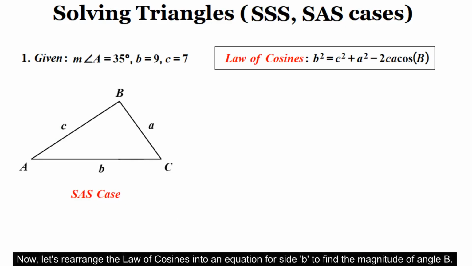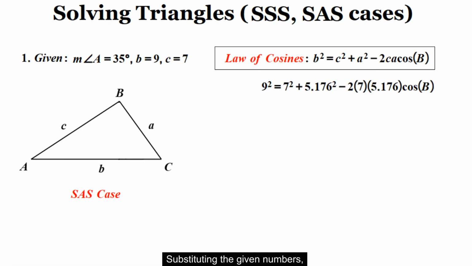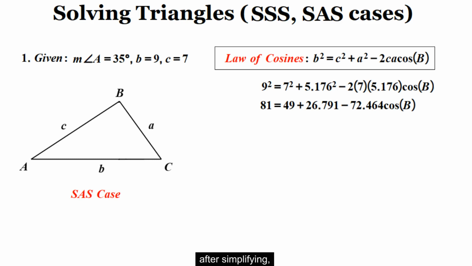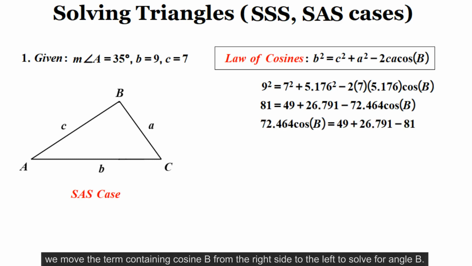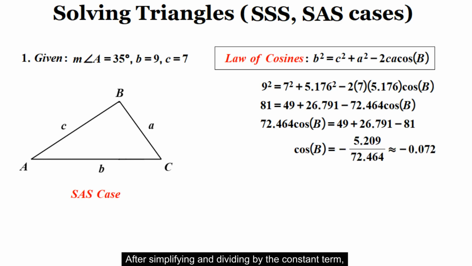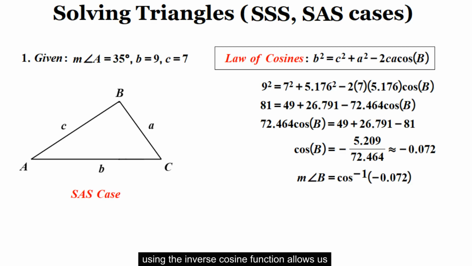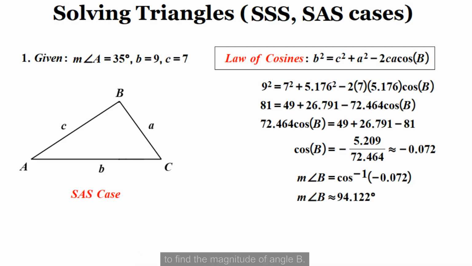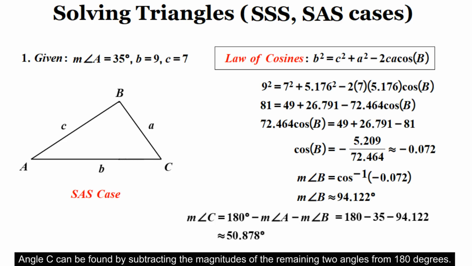Now, let's rearrange the law of cosines into an equation for side B, to find the magnitude of angle B, substituting the given numbers. After simplifying, we move the term containing cosine B from the right side to the left to solve for angle B. After simplifying and dividing by the constant term, using the inverse cosine function allows us to find the magnitude of angle B. Angle C can be found by subtracting the magnitudes of the remaining two angles from 180 degrees.